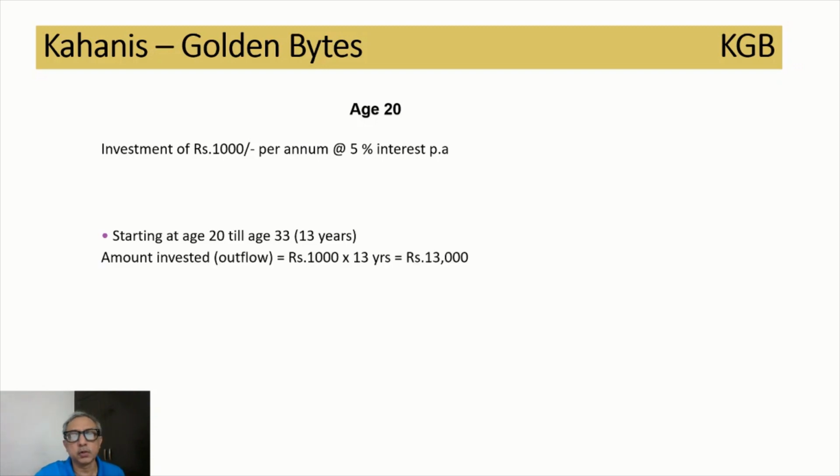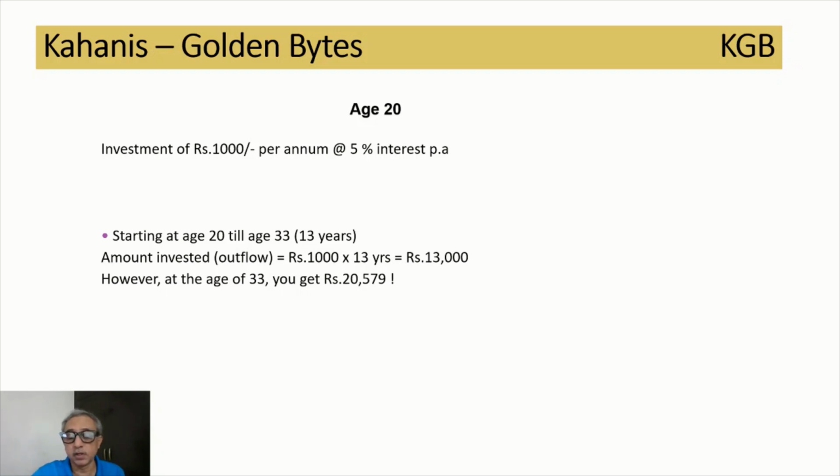So how much have you put in? You've invested or put aside for 13 years 1,000 rupees each. So that's simple mathematics, 13,000 rupees. Now this 13,000 rupees is actually 20,579 rupees by the time you are 33, and I'll explain that in a moment.